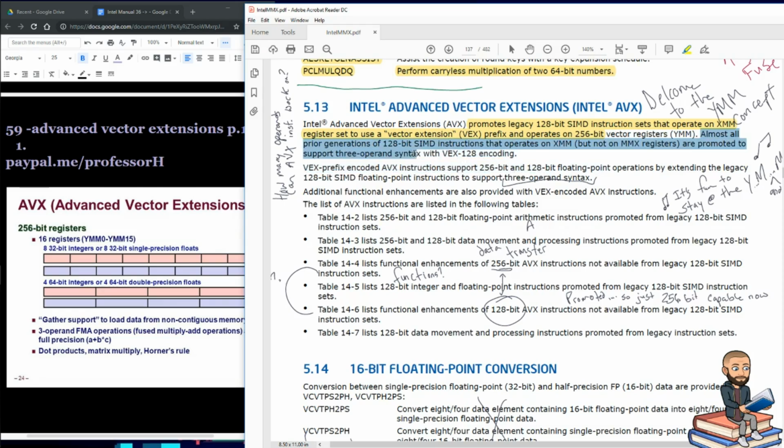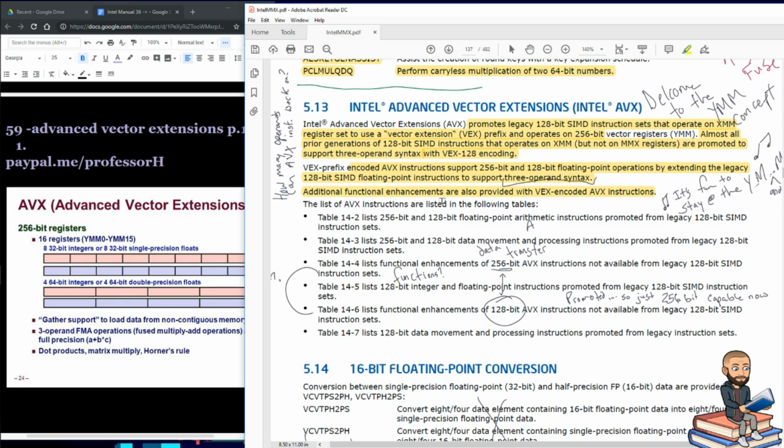Now, almost all prior generations of 128-bit SIMD instructions that operate on XMM, but mind you, not the MMX registers, are promoted to support three operand syntax. That's really fancy. And you work with these three operands with the VEX, the VEX 128 encoding. So the VEX prefix encoded AVX instructions support 256 and 128-bit floating point operations by extending the legacy. Okay, I've already said this. To support the three operand syntax, I've already said that as well.